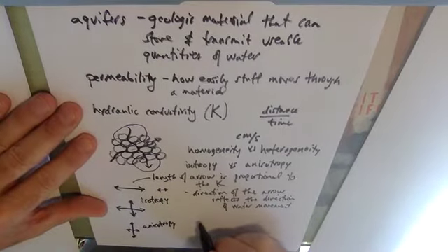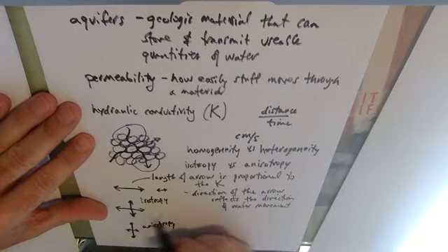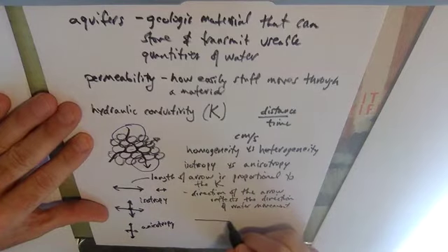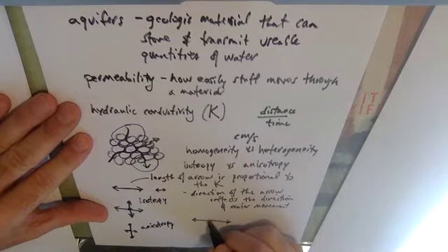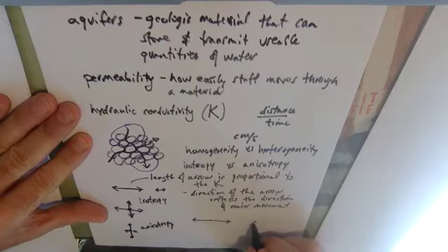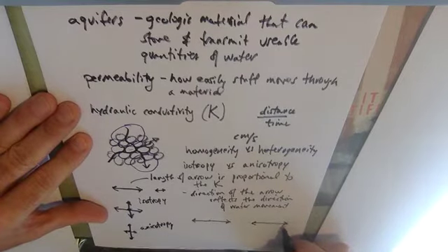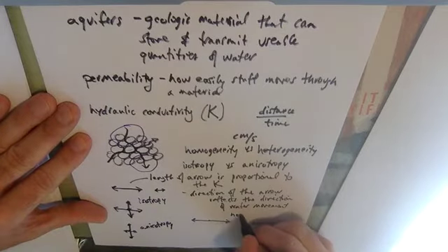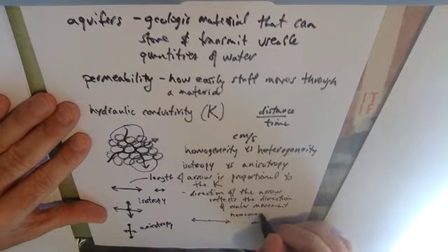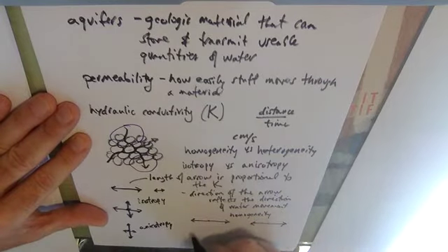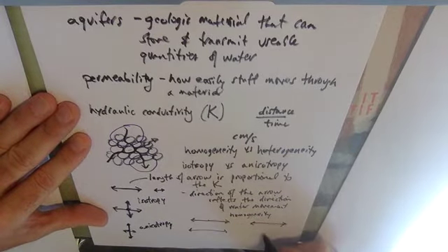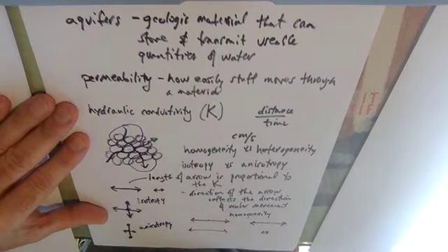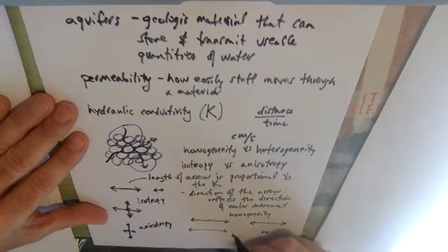Then we can have heterogeneity and homogeneity. So now instead of looking at it at an individual point, we're going to look at it at two distinct points. So here is one point in the aquifer, and here is another point in the aquifer. And the length of the arrows is the same at two different points. So that's telling us that the aquifer is homogeneous, homogeneity. If we had two different points in the aquifer with very different hydraulic conductivities in the same direction, that would be heterogeneity.